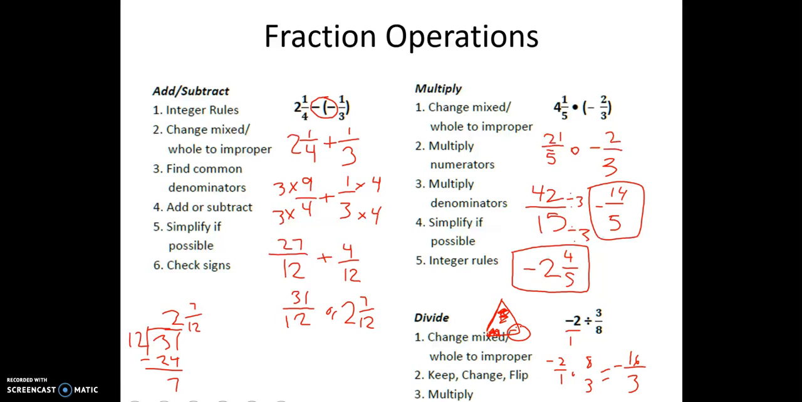Okay, and then if we change that, 3 would go into 16 5 times, so it's a negative 5, and 3 times 5 is 15, so there's 1 left over, so negative 5 1/3. So those are your 2 options. Hopefully you have a little bit more room than I did, but I couldn't go out of the screen while recording.